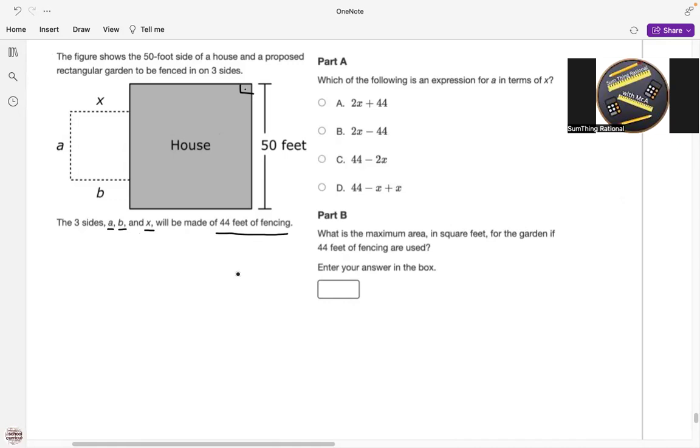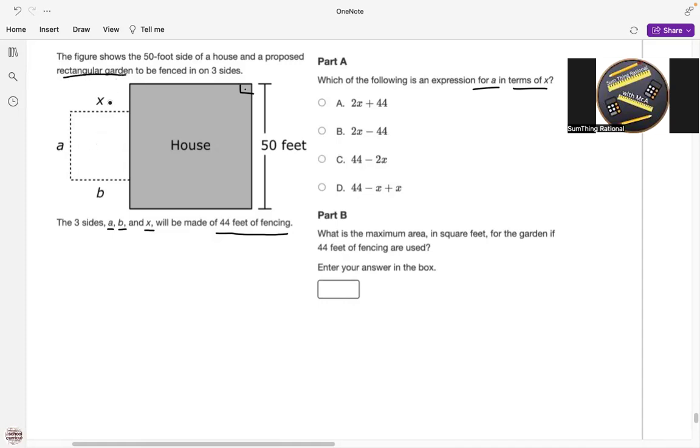So this question has two parts. In part A, what is the expression of A in terms of X? In part B, what is the maximum area of the garden if 44 feet of fencing will be used?